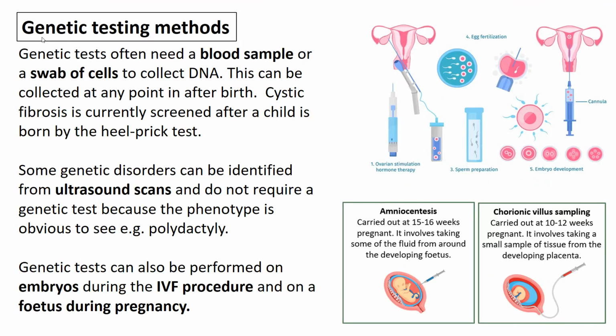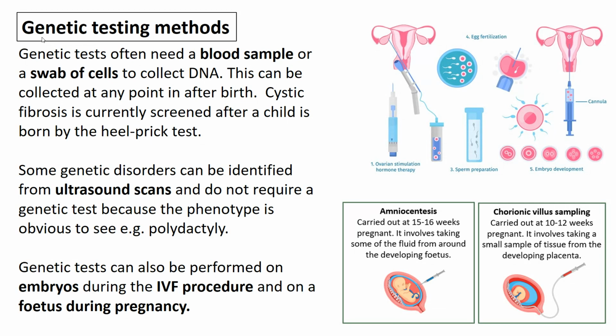So there are different ways you can carry out genetic tests. You can get a swab of cells or blood samples from an adult any time after birth. Currently, cystic fibrosis is screened after a child is born in the UK. What they do is prick the heel and take a sample of blood. You can also do genetic tests using ultrasound scans if you're pregnant and you think your child might have a genetic disorder that you can see, for example, something like polydactyly. That can be picked up during an ultrasound scan.